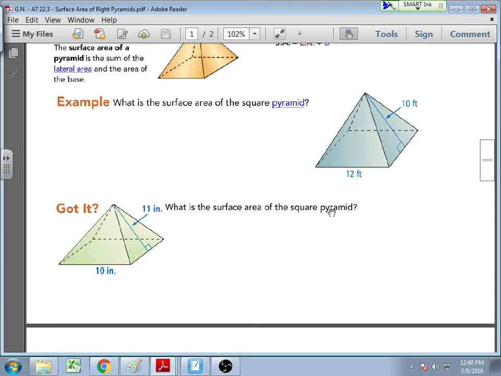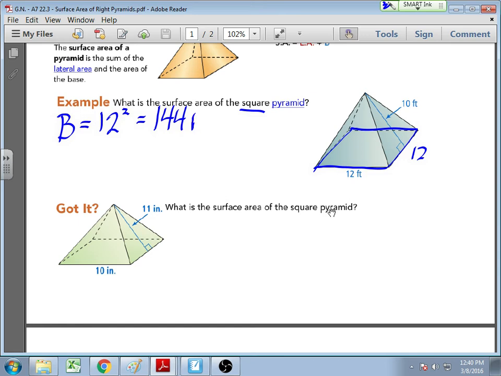When we come to this pyramid, we first want to decide if we want to do big B or lateral area. Big B is really easy, so I'm going to start with that. We're told that this is a square pyramid, so the base is going to be square. If the length is 12, the width is 12. So I can just do 12 squared, which is 144 feet squared, and that will be my big B.